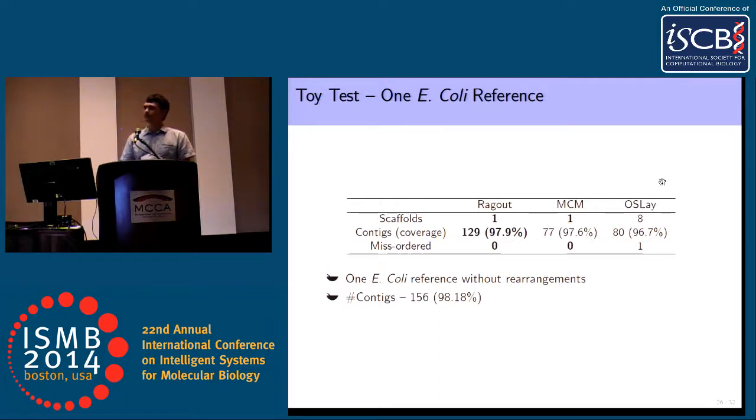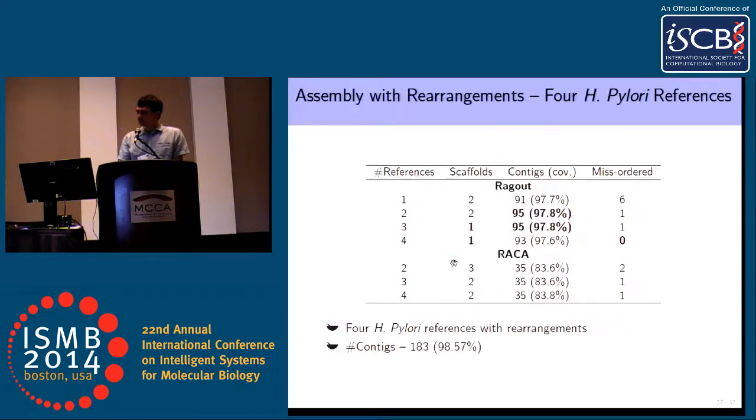And we measure the number of scaffolds. In the ideal case, the number of scaffolds equals the number of chromosomes, but as algorithms are imperfect, sometimes we get more scaffolds. We also measure the number of contigs and their coverage, bigger is better, and the number of misordered contigs, the number of errors. And as we can see, Ragout is not worse, and even better in terms of the number of contigs incorporated. So we can conclude that Ragout passes a very basic test and can be used in usual assembly with one reference. Then let's move to a more problematic case. We have 4 Helicobacter.